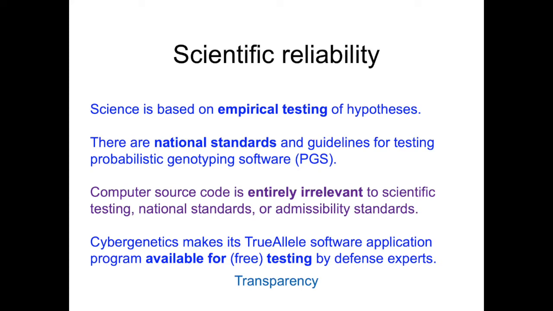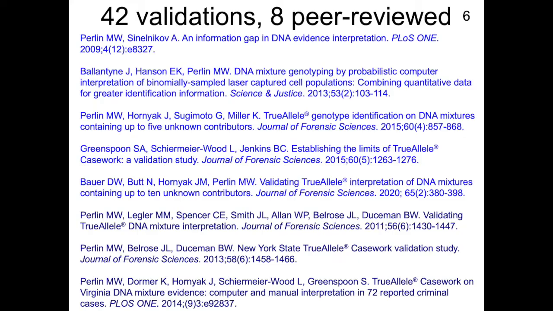You take your software, you put data into it, and then you run it and you see what comes out. That is true for the software, the robots, any machines, the chemistries. That's how science works. And Cybergenetics makes the software available as an application program for free for testing by defense experts. We make many other things available as well, but by making the application available, that's the height of transparency.